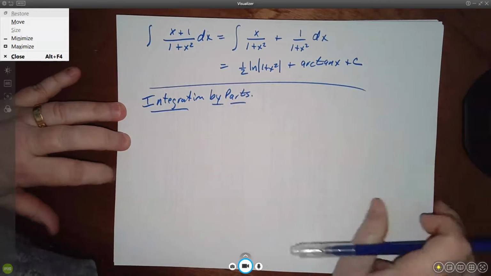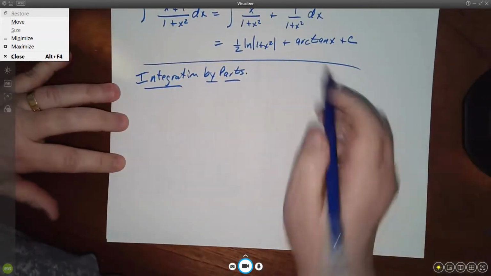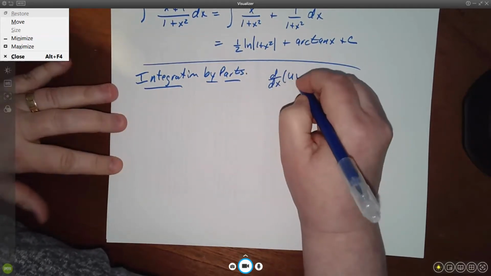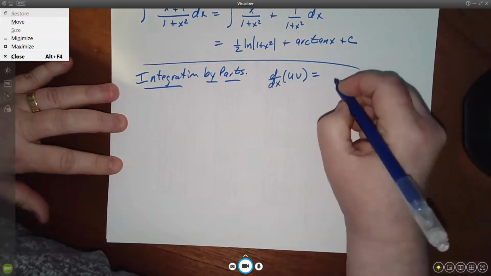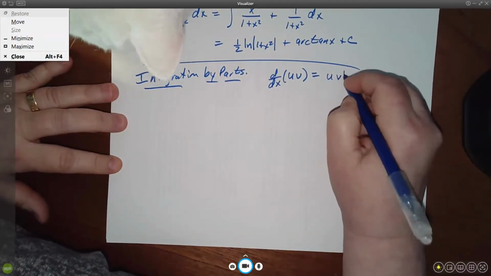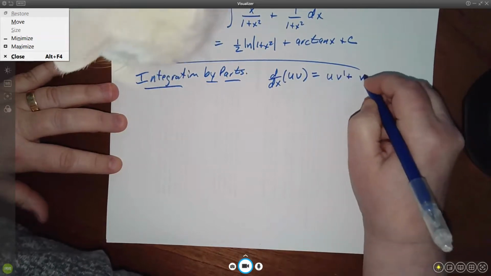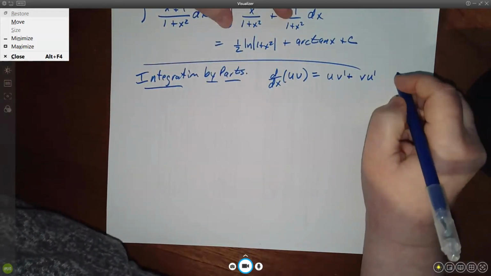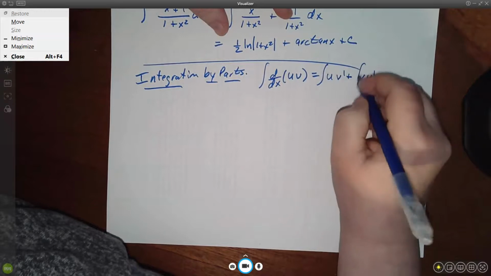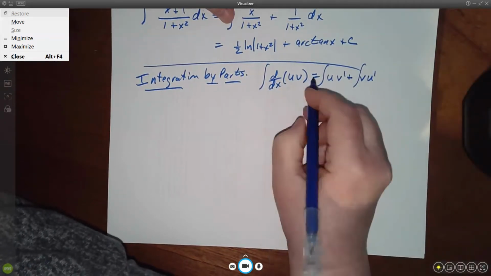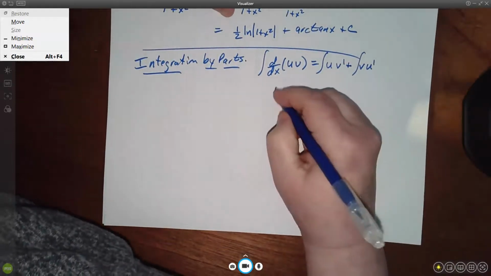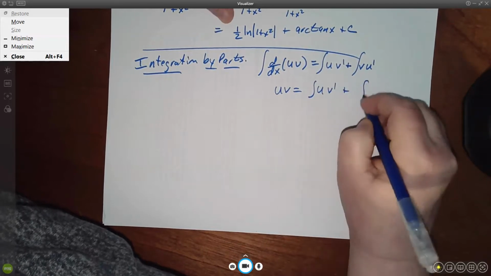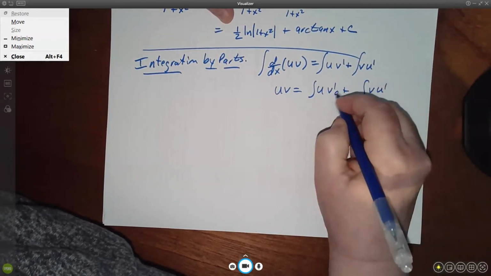Integration by parts is a way of undoing the product rule. So you remember, if you want the derivative of u times v, you get the first times the derivative of the second plus the second times the derivative of the first. And so if I integrate both sides, the integral of a derivative, they cancel out, they're inverse operations. So I get uv equals the integral of uv prime plus the integral of vu prime. This should be dx.